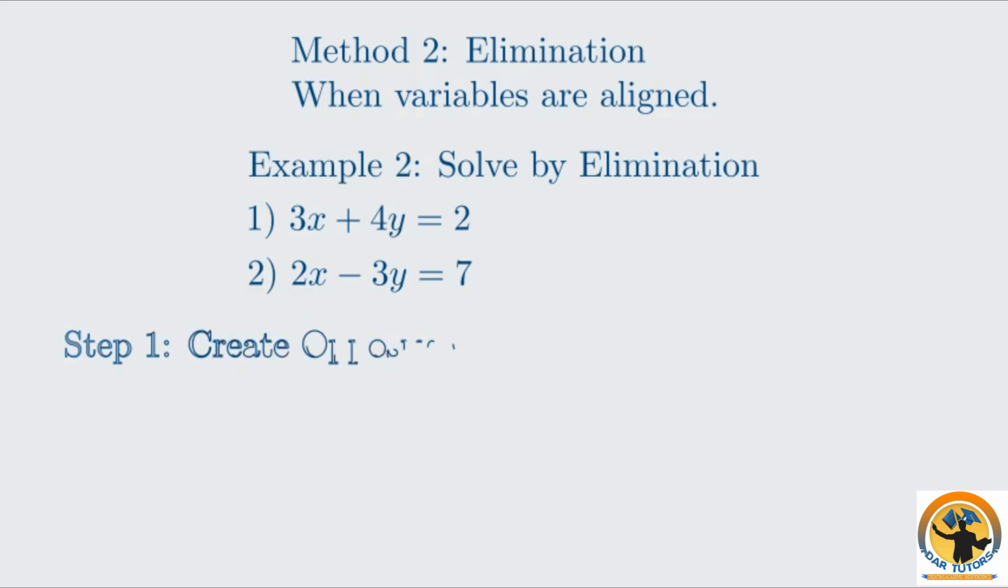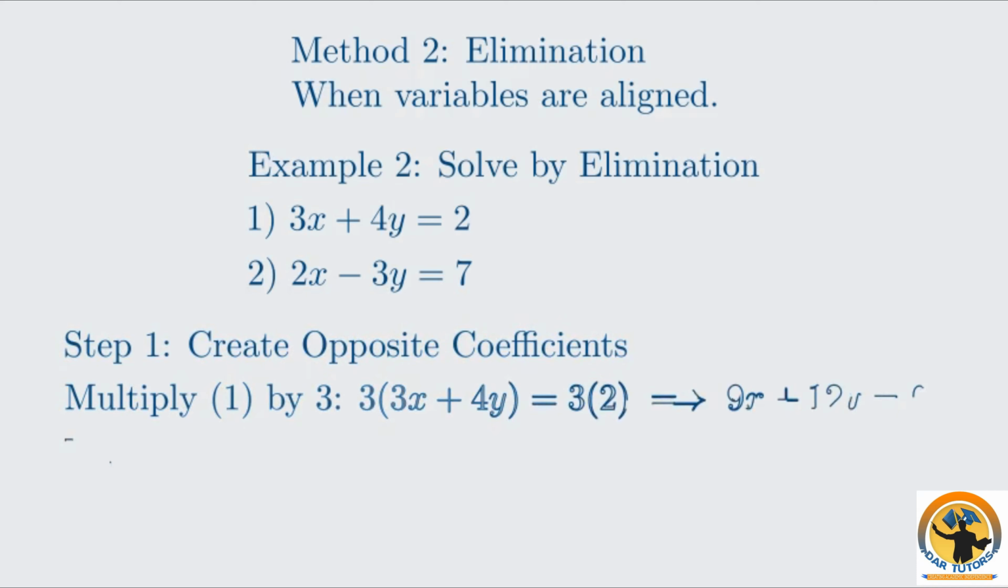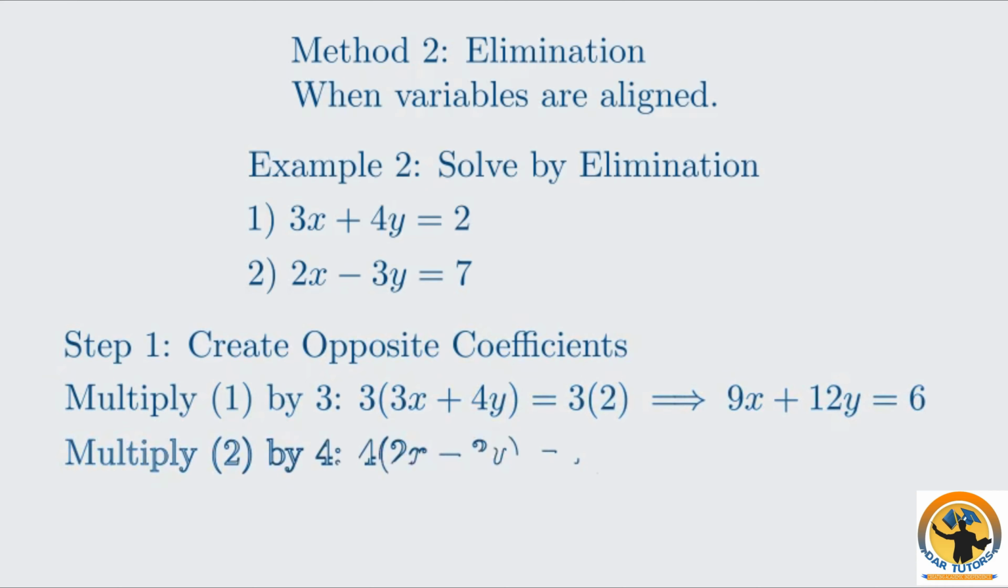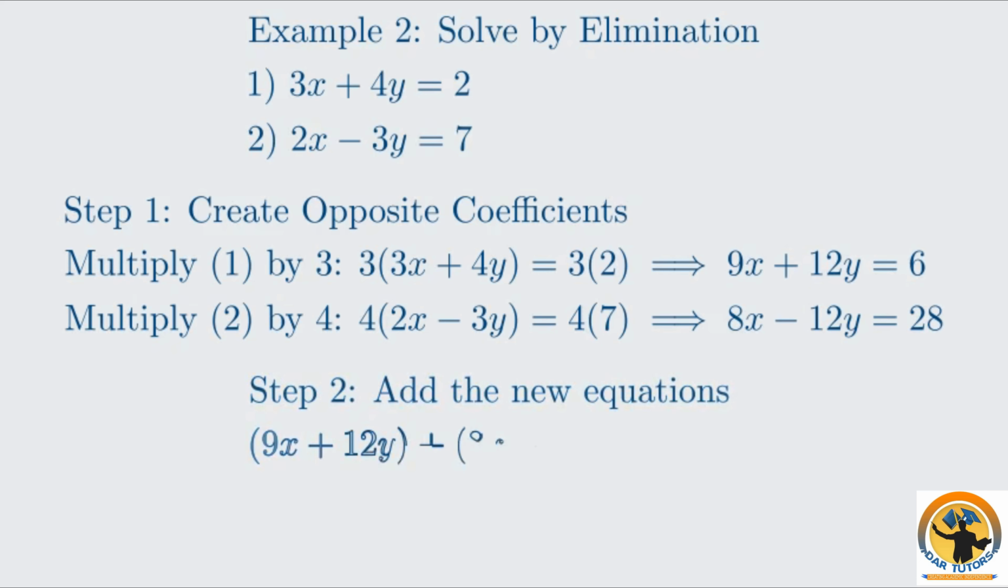We can find the least common multiple of 4 and 3, which is 12. So we'll multiply the first equation by 3 and the second by 4. This gives us 9x plus 12y equals 6, and 8x minus 12y equals 28. Notice the positive 12y and negative 12y are opposites. Step 2. Add the two new equations together. The y terms cancel out, leaving us with 17x equals 34. Solving for x, we find x equals 2.